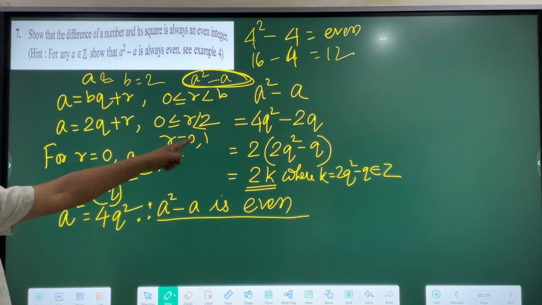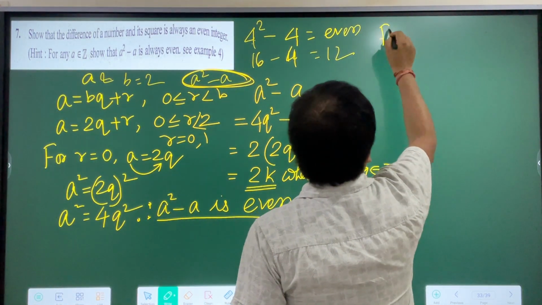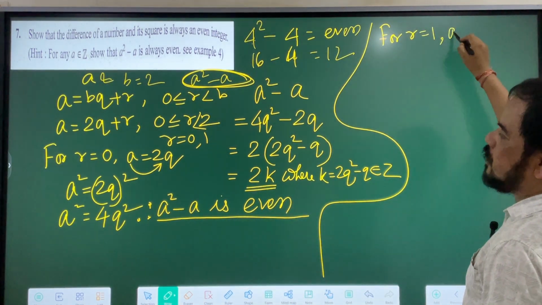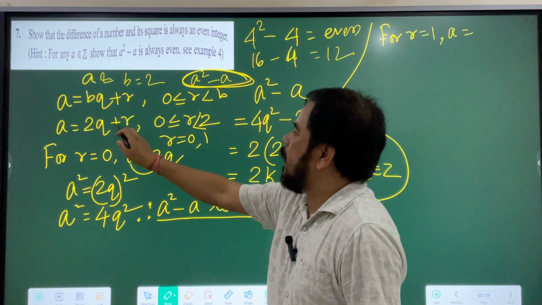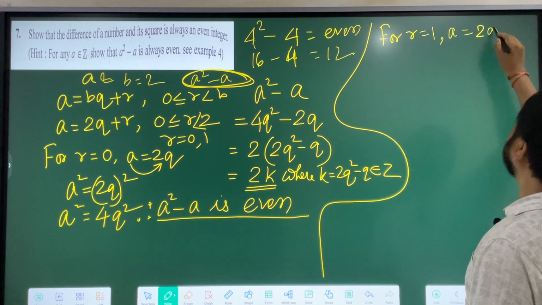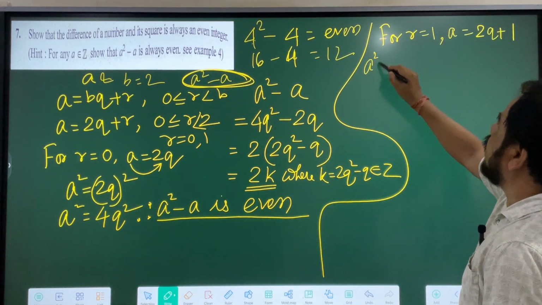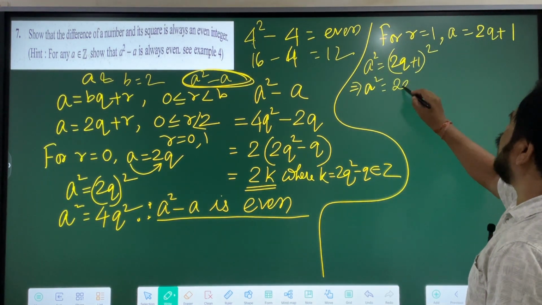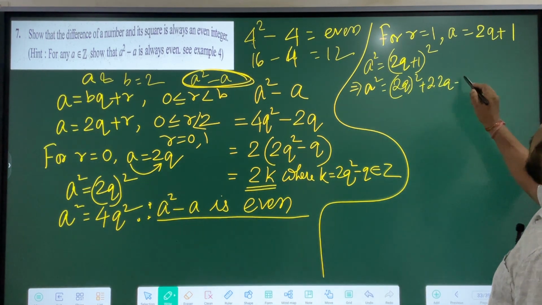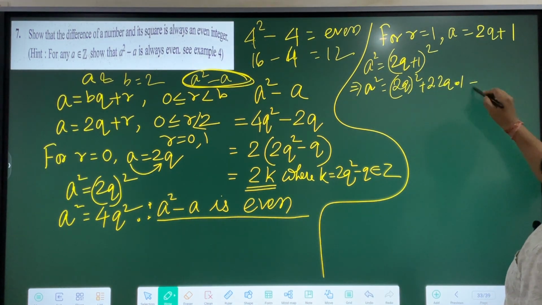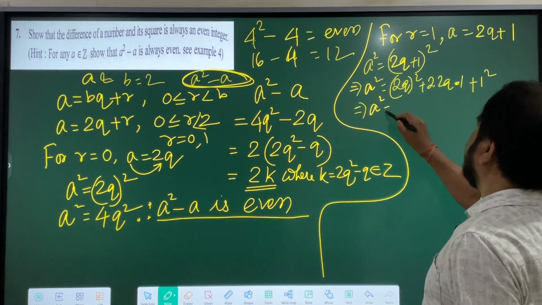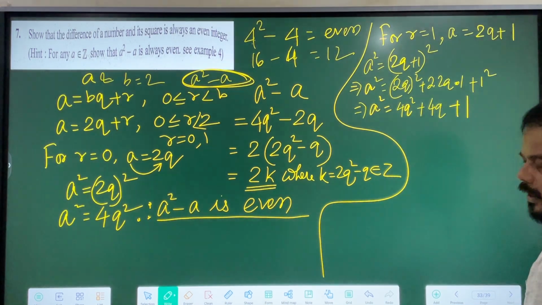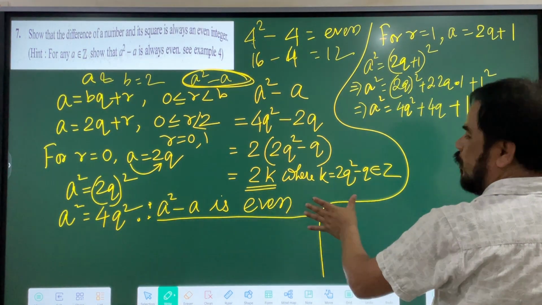Now we will do r equals to 1. For r equals 1, then a is equal to 2q plus 1. Now we will do squaring. a square is (2q plus 1) whole square. (a plus b) whole square is a square plus 2ab plus b square. So a square is 4q square plus 4q plus 1. Now we will have to see whether a square minus a is even or not.